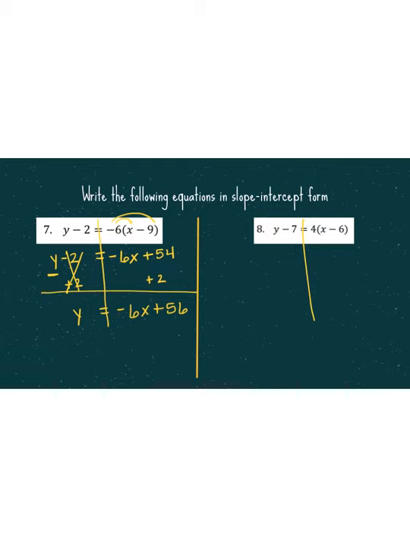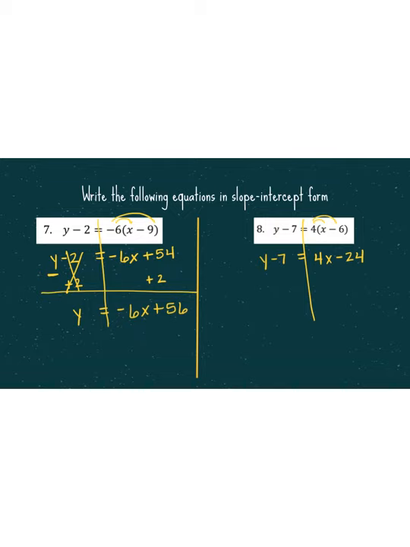We're going to start number 8 by distributing again, 4 times x and 4 times negative 6. So y minus 7 equals 4x. And 4 times negative 6 is going to give me negative 24.